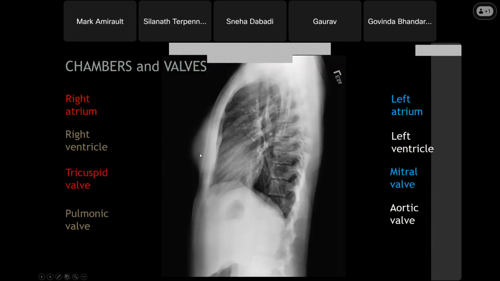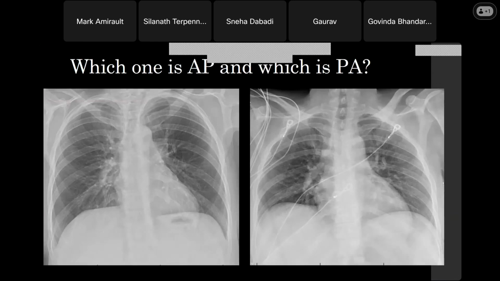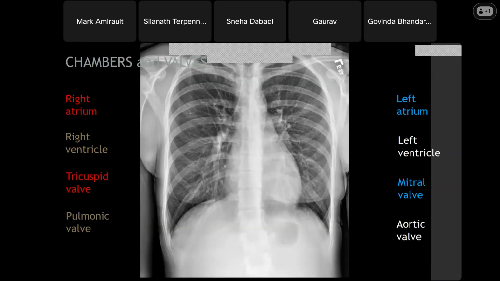My diagrams don't want to show up, but something you can think about later is the valve positions.